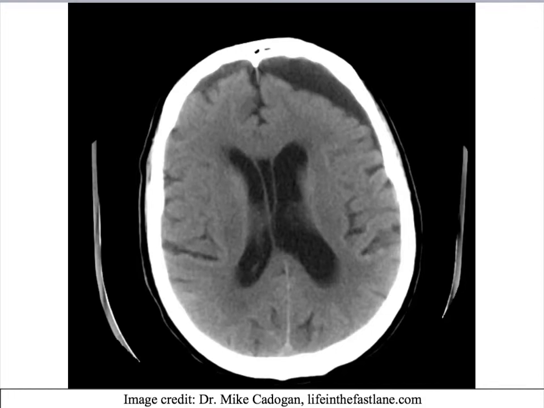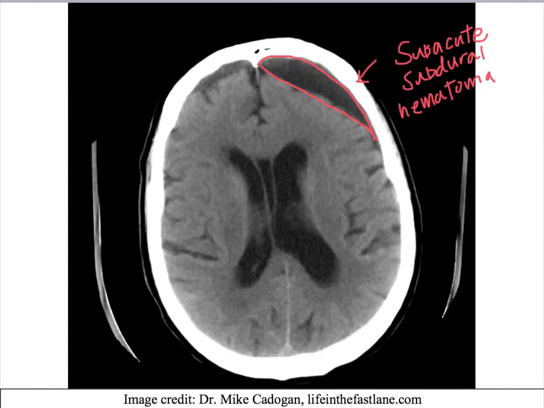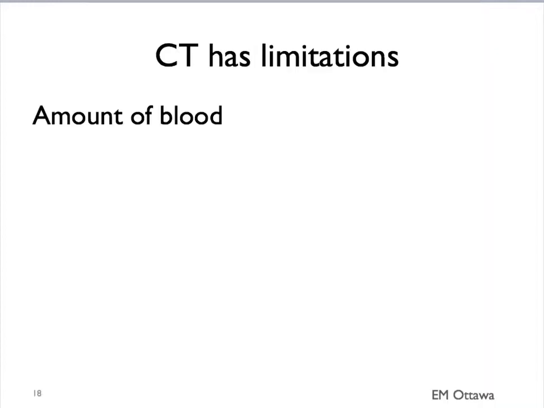However, on the left side, there is a much larger CSF space. This is the subacute subdural hematoma that is likely at least 2 weeks old. If you look in the right frontal area, there is also likely a subacute subdural hematoma as well. You can see how they can be tricky to diagnose.